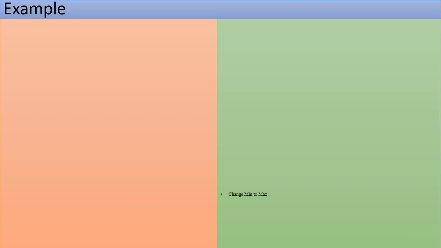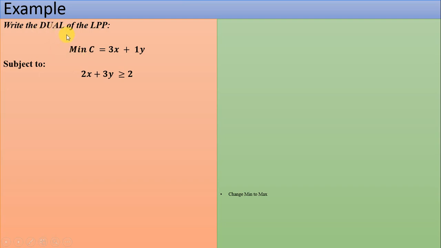Now, let's look at a typical example of how to apply these steps. The first one, write the dual of the linear programming problem. We have min C equals 3x plus 1y, subject to the first constraint 2x plus 3y greater than or equals to 2. Because this is a primal, we are trying to convert to dual. And don't forget the constraint sign for a minimization problem, from the previous video, is greater than or equals to.